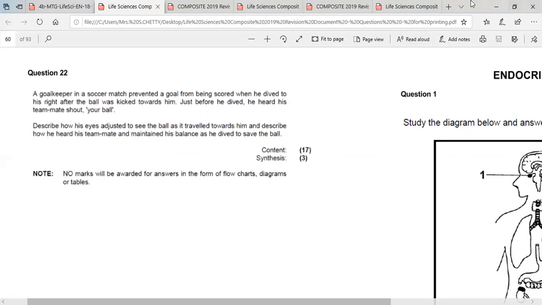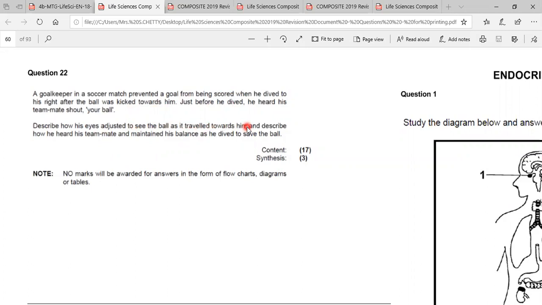A goalkeeper, let's use our spotlight again one more time so that we can focus on certain things here. A goalkeeper in a soccer match prevented a goal from being scored. Ooh, he must have been good. He must have played for Liverpool. When he dived to his right, after the ball was kicked towards him, just before he dived, he heard his teammate shout, "Your ball." Okay. Describe how his eye adjusted to see the ball as it traveled towards him.